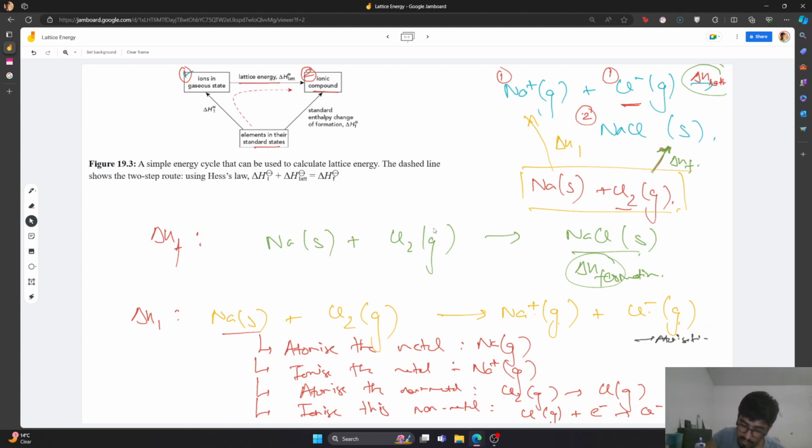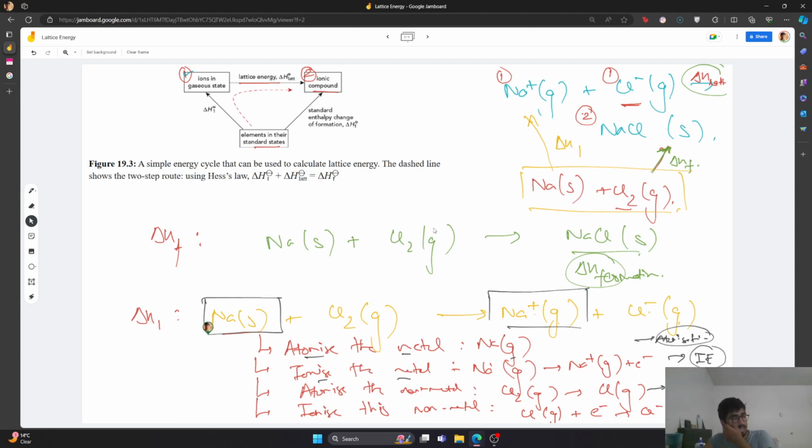In the second case, we have to convert Na gas, which you produce, into Na plus gas, and then you have to remove an electron out, right? So this is, again, from last section what we saw, ionization energy. So if you do all the four things: atomize the metal, then ionize the metal, you have gotten this product here. So you started from Na and got Na plus gas.